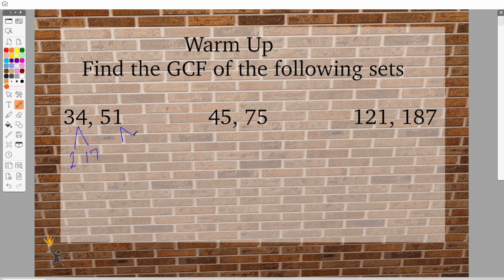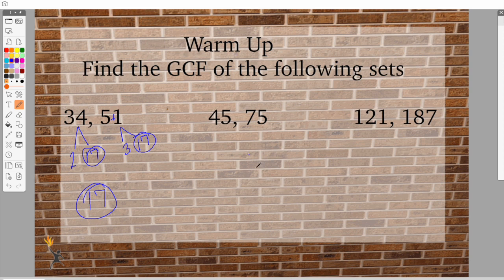I know my divisibility rules from a while back. It's not even, but 5 plus 1 adds up to 6, so it's divisible by 3. And when I divide it by 3, I get 17. So my GCF in this case is 17. Okay, moving on to the next one.